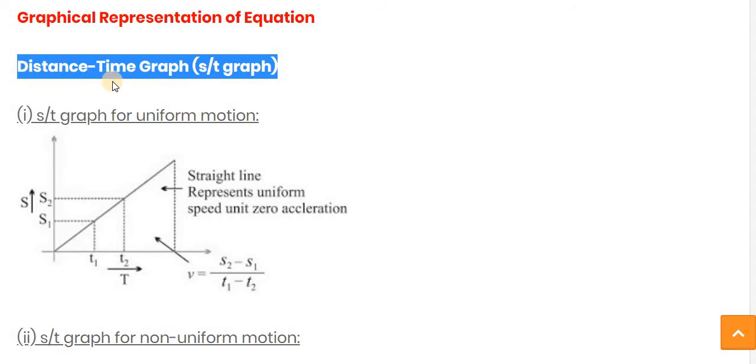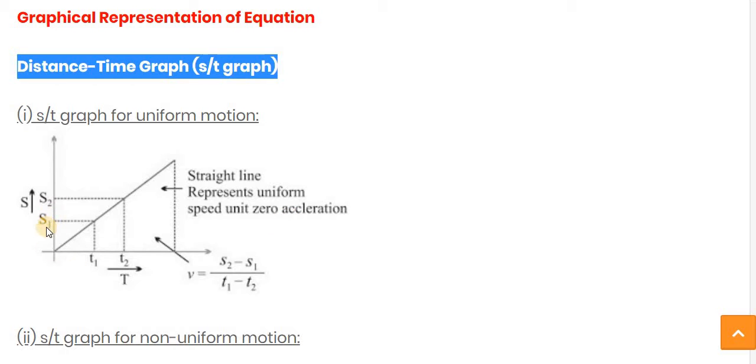So let's see the first one, the distance versus time graph. Here the distance is denoted by s and the time is denoted by t. This is the s-t graph for uniform motion. On the y-axis we take distance and on the x-axis we take time. In uniform motion, at regular intervals of time the total distance covered by the object is the same. In such a condition we get this straight line, which represents uniform speed with zero acceleration.